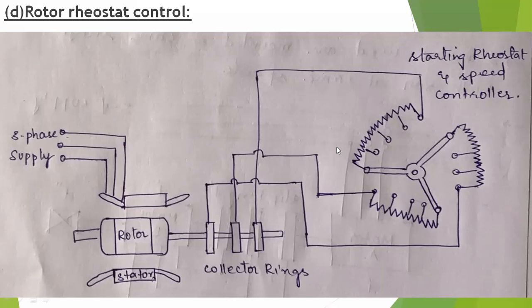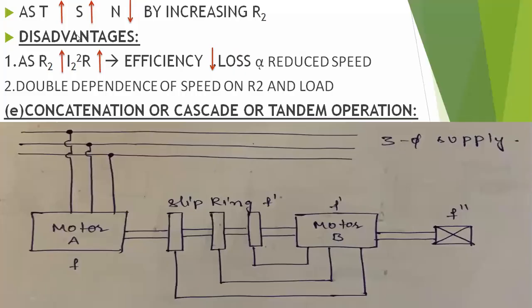The last one is cascade or concatenation or tandem operation. In this method, we use two motors, A and B. A will have one frequency and B will have another frequency. The frequency of A is denoted as F and that of B as F dash.